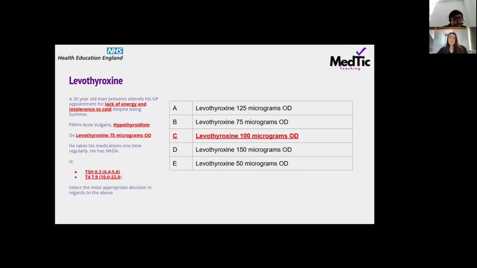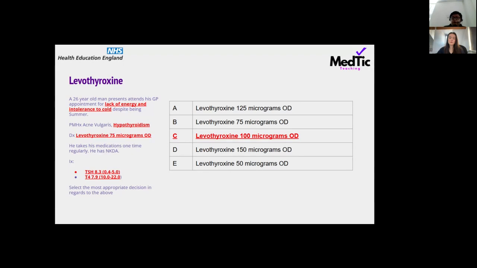So what the GP has done is some thyroid function tests, kindly, to see if the levothyroxine therapy is indeed working at the moment. And it turns out it shows a pattern that he is deficient in his thyroid hormone as well. So we would need to actually increase his levothyroxine dose.